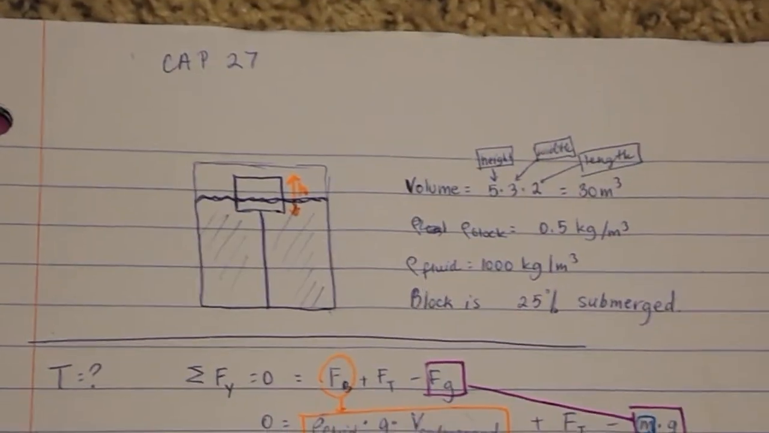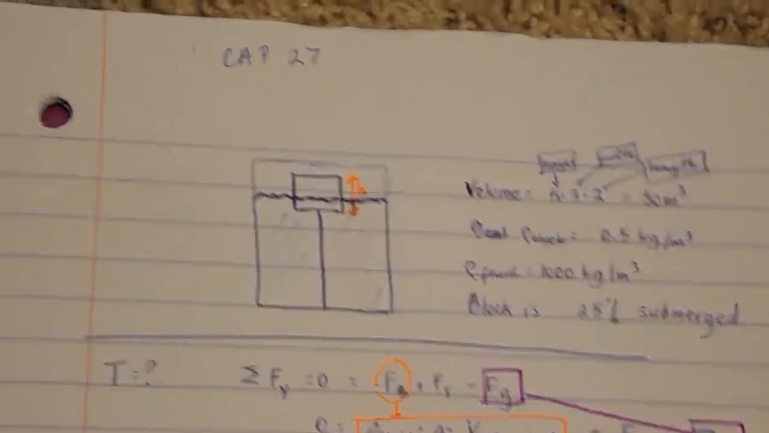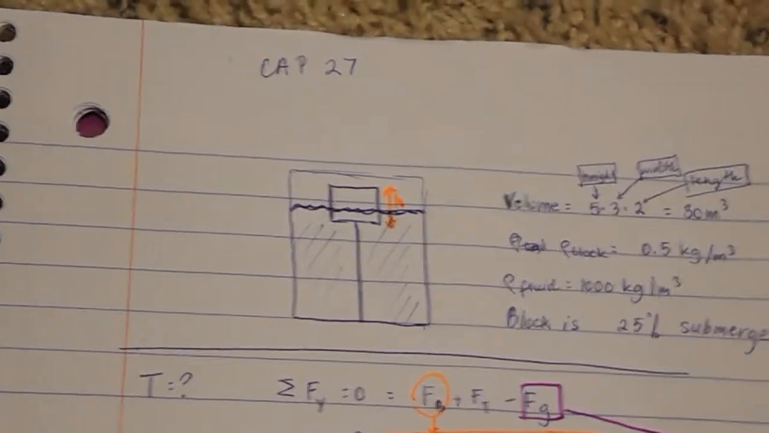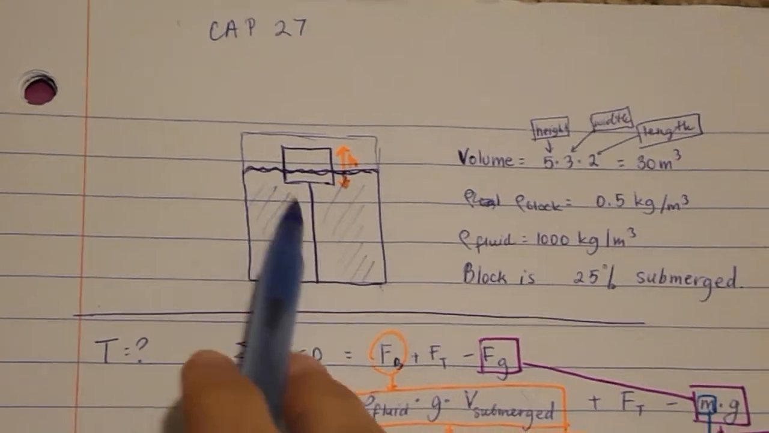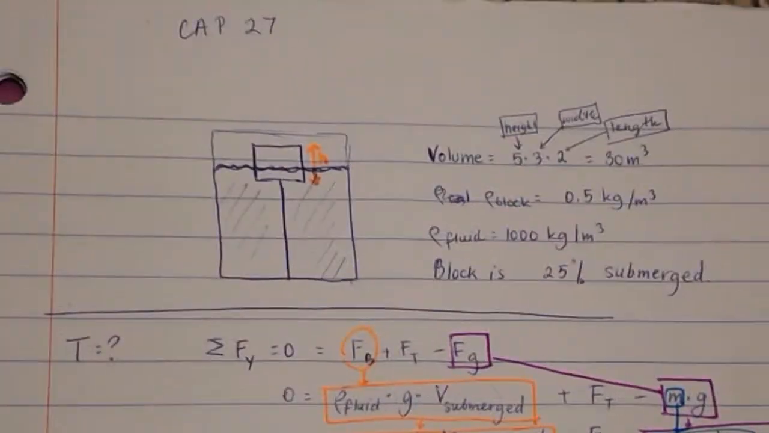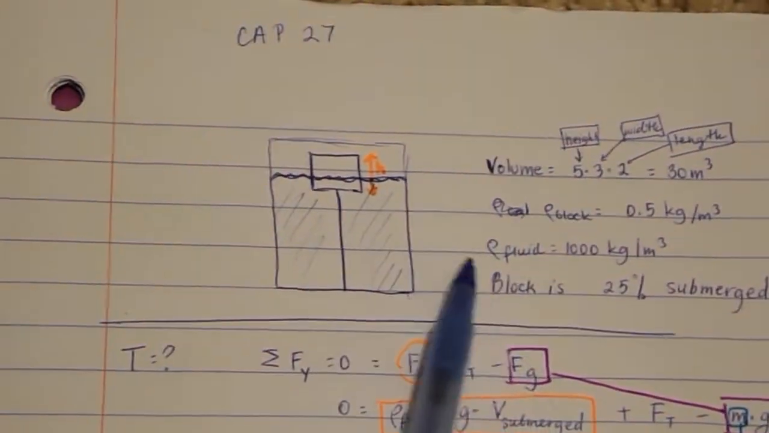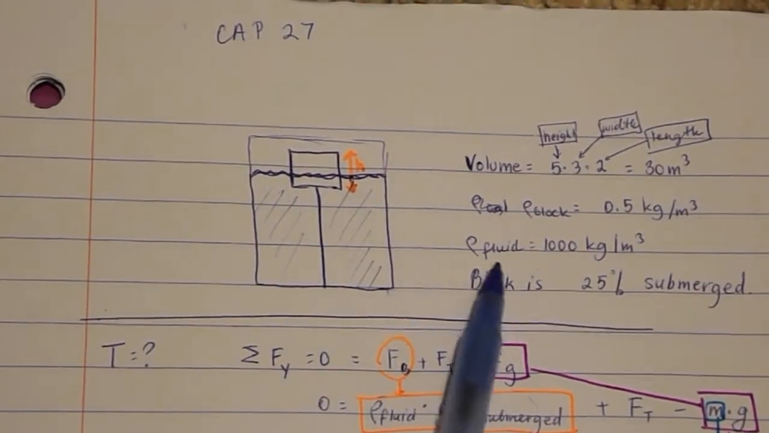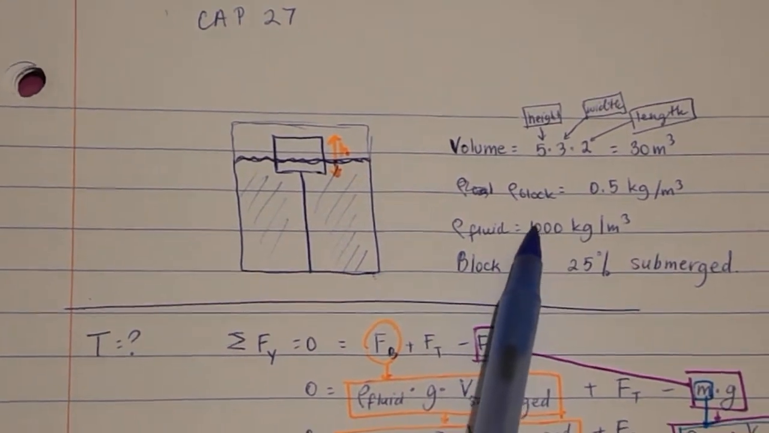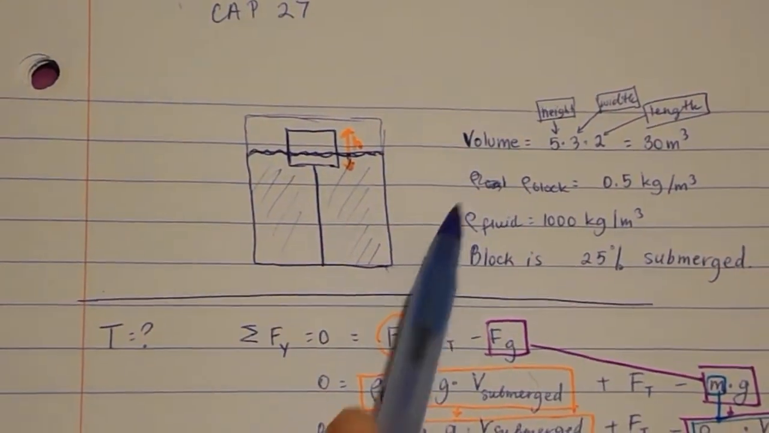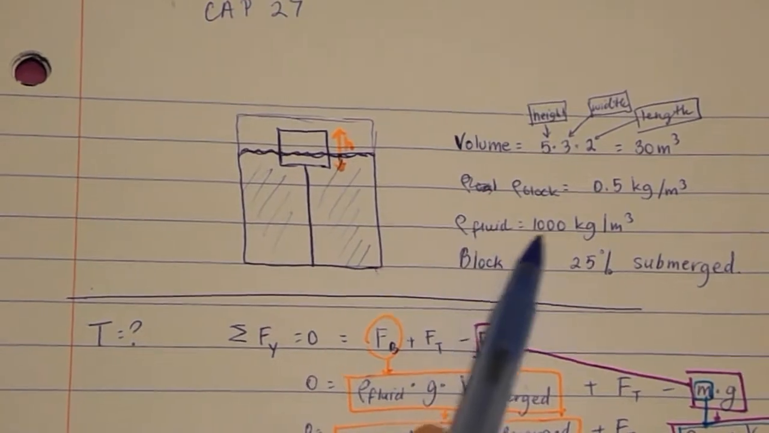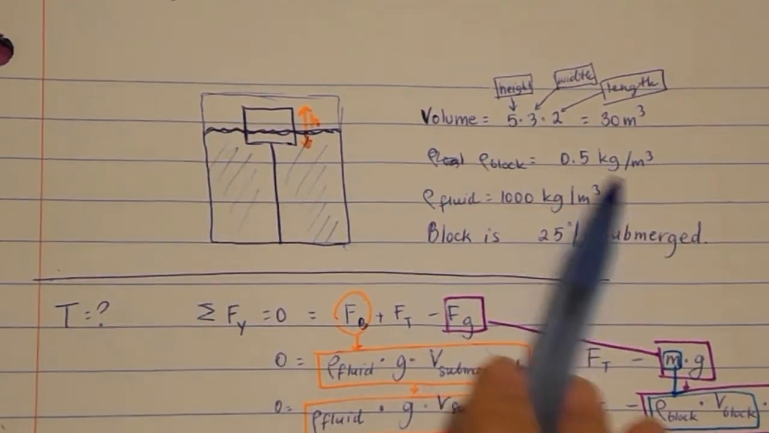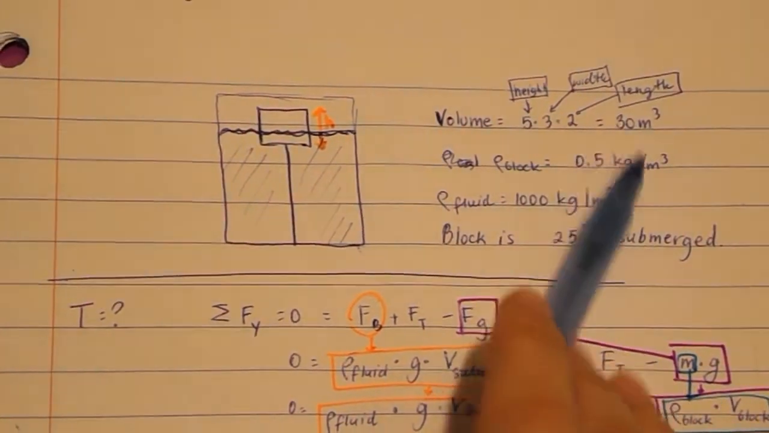Okay guys, this is CAP 27 and this is the problem with the block. It can be a cube that is submerged in a fluid. In this case, our block is 25% submerged in the fluid. Our fluid is water and water's density is 1000 kilograms per meter cubed. And the density of the block is 0.5 kilograms per meter cubed. And the volume is 30 meters cubed.